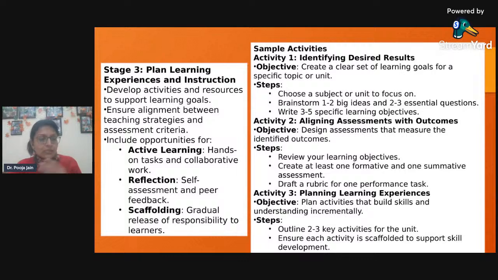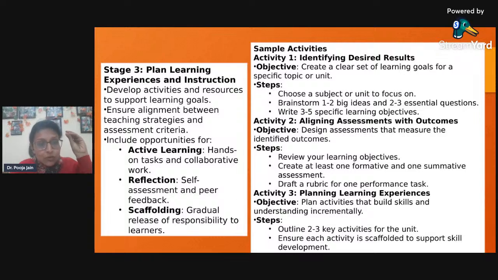Because it is our responsibility. Then this is passed on to the students as their responsibility, but that will be a gradual process with the slow learners, right? So when we talk about identifying desired results, aligning assessment with outcomes, and planning learning experiences, all of these three steps are very important in trying to understand what backward designing exactly is.